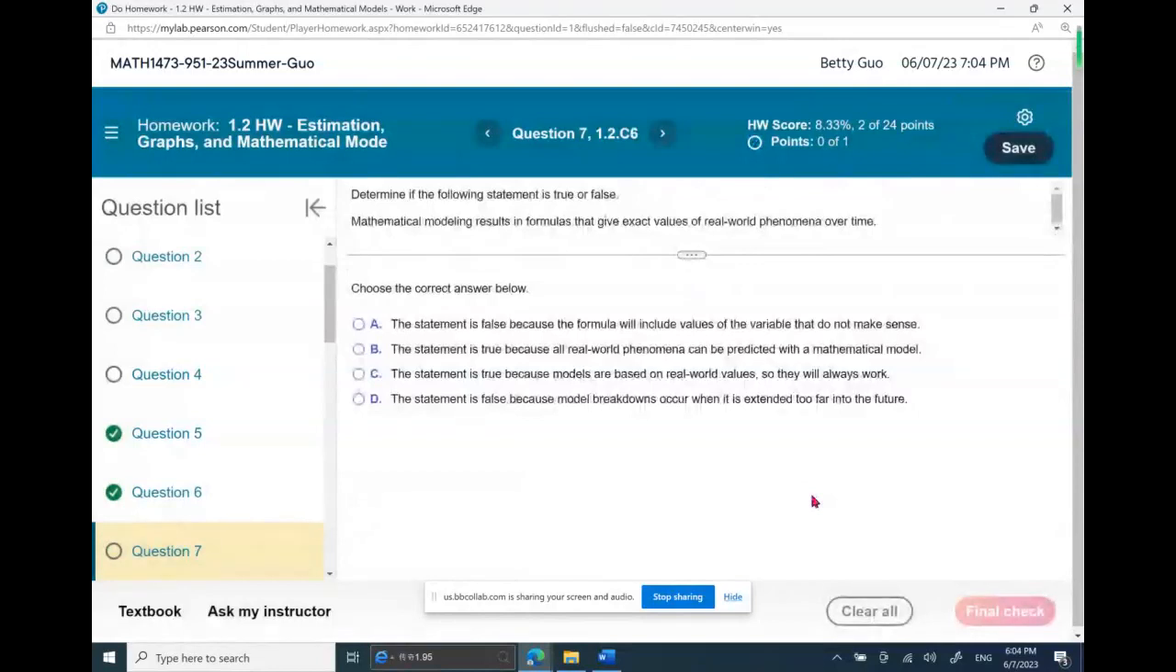Next, determine whether the statement is true or false. The statement says mathematical modeling results in formulas that give exact values of real-world phenomena over time. That is false. Mathematical modeling is a very strong, powerful tool, but it cannot give exact values. It can only estimate. Mathematical modeling is one way of estimating. In my table note of this section, I introduced 3 ways of estimating.